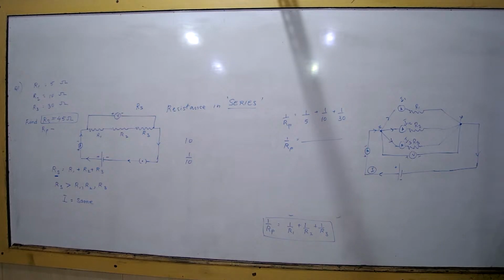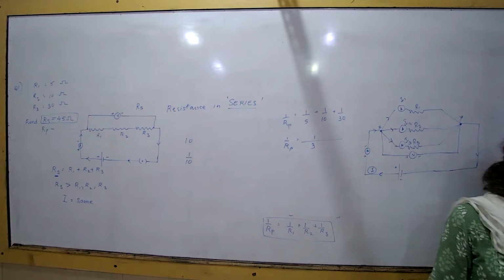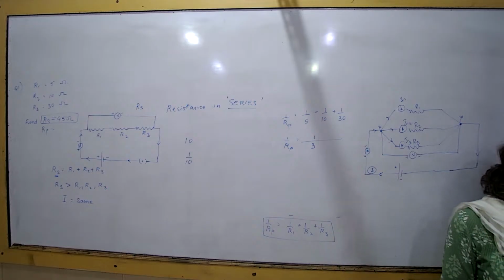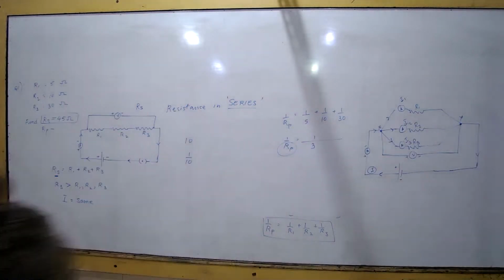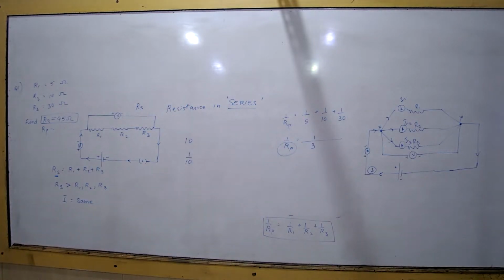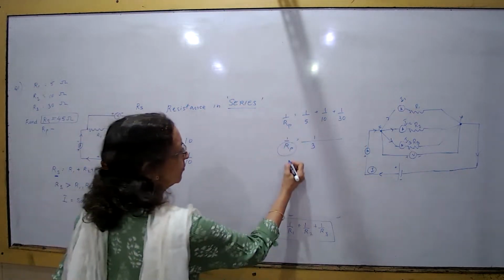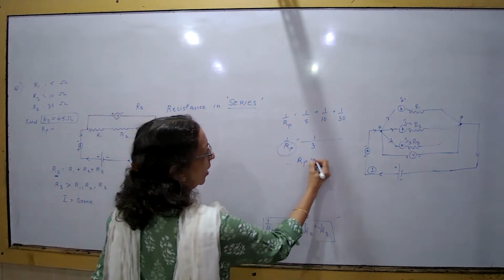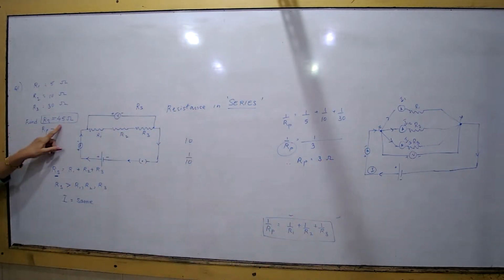Did everyone get it as 1 by 3? Yes, ma'am. Okay, is 1 by 3 the answer? No. What should we find out? Your RP will be how much? 3, inverted. You just have to invert. So that is what I was saying, like 1 by 10 equal to 1 by 2 would be the answer. So is the answer the same? Is it 45? No.